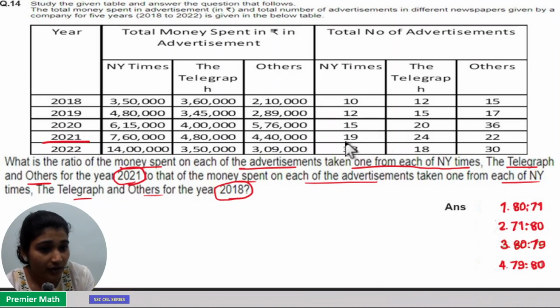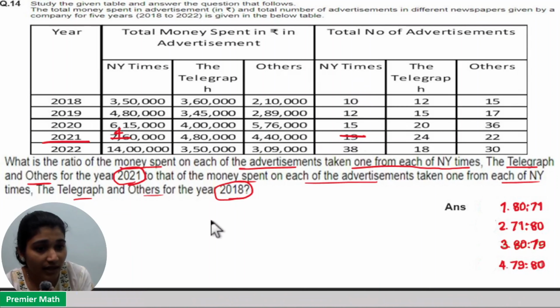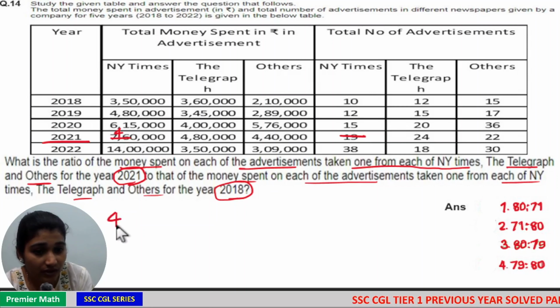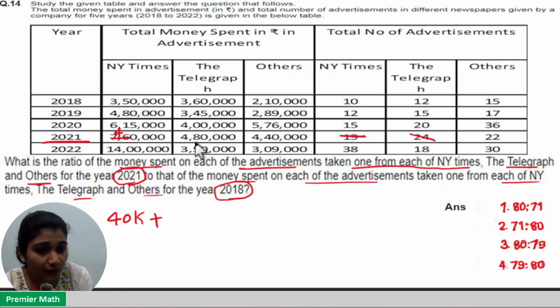Now, here for 19 NY Times, sum is equal to 7,60,000. 19 goes 4 times in 76, which means here for 1 NY Times in 2021, sum is equal to rupees 40,000. Plus, here for 24 Telegraph, sum is equal to 4,80,000. 24 goes 2 times in 48. So for one item it is equal to 20,000.